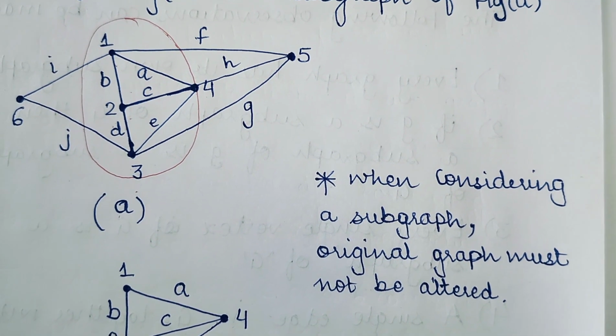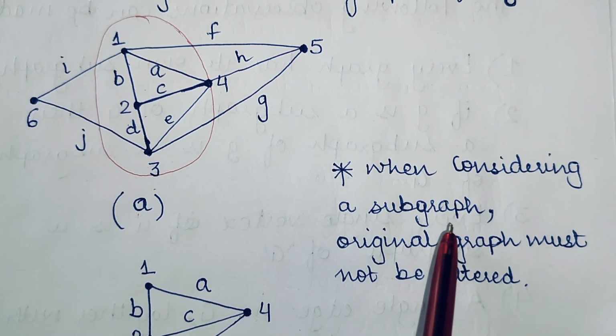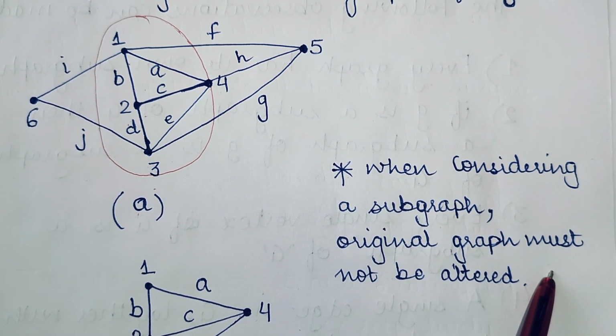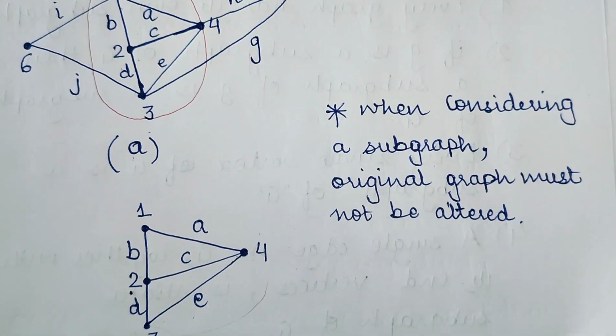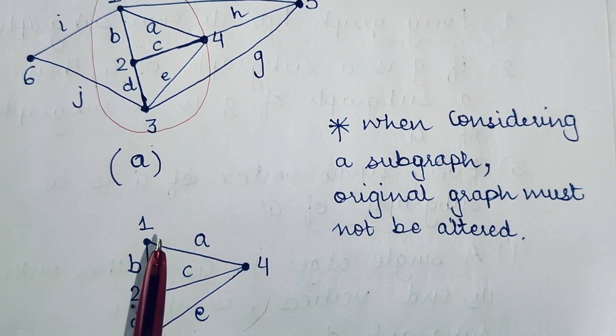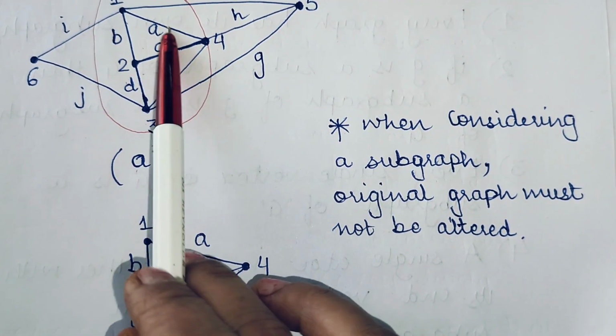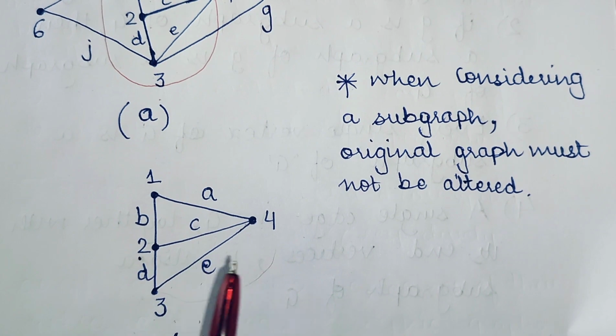Obviously, one thing that should be noted is that when we are considering a subgraph, the original graph must not be altered. And in no way has the original graph been altered here. If you look at it carefully, it looks as if you just cut a piece of this graph and put it over here.